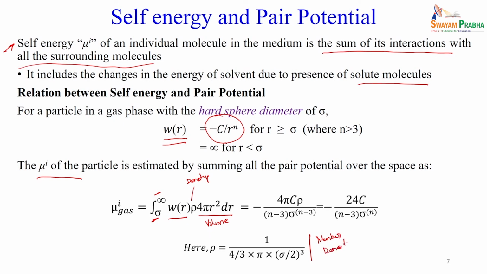The density term you can simply write as 1 upon V, and V is 4 by 3 pi (sigma by 2) whole cube. So, if you put the value of rho over here, it will be 24 C upon (n minus 3) sigma to the power n. So, this is how the self energy and the pair potentials are related.